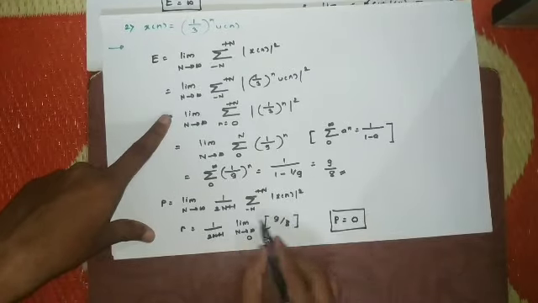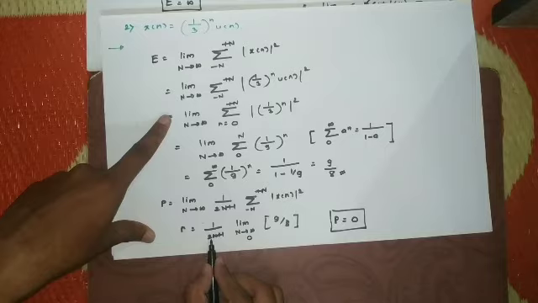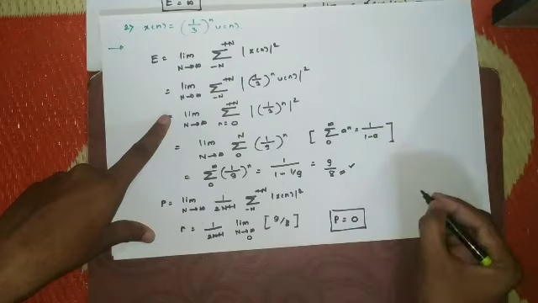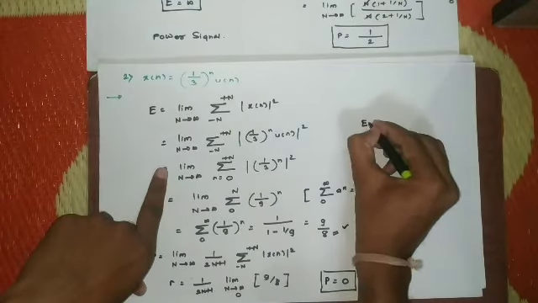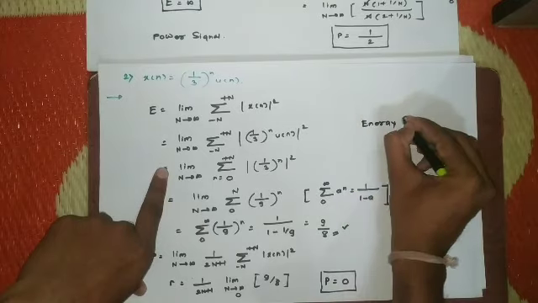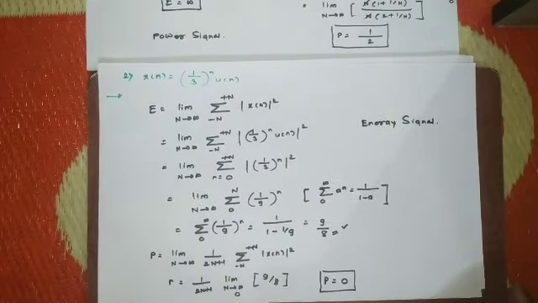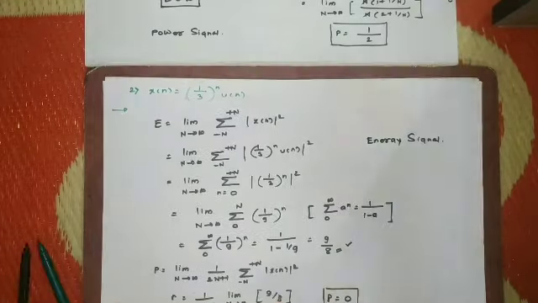Remember here the adjustment is quite important. Here we have 2n plus 1 and the limit is tending to infinity. So if I put infinity here, we get 1 upon infinity, which is going to be 0. That means power is 0, energy is 9 by 8. Energy finite, power 0, definitely this signal is going to be an energy signal. So this is about how to check whether the given discrete time signals are energy or power signals.